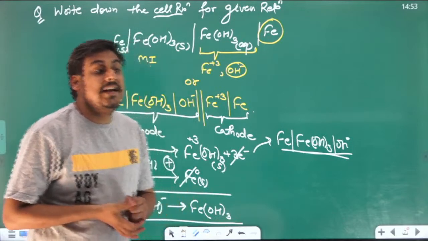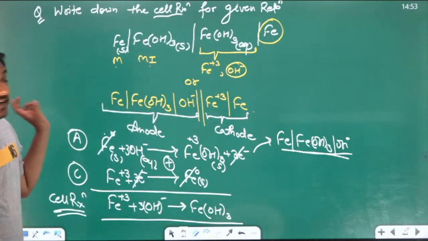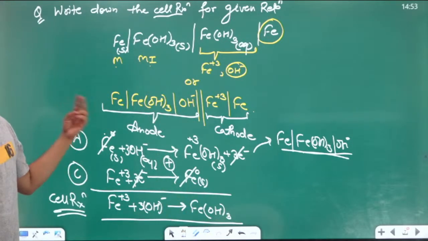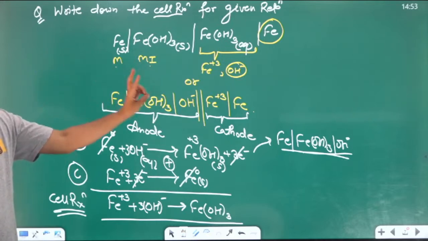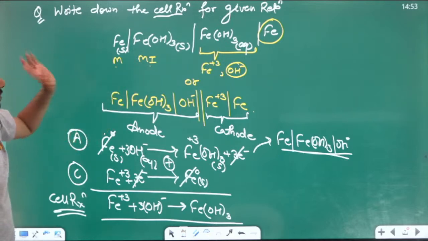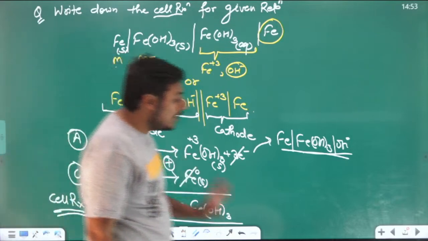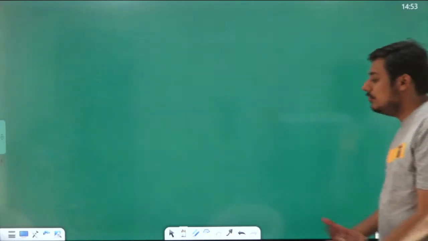So by looking at the reaction, you can now find the cell representation. By looking at the representation, you can find the cell reaction also. This is one of the key important areas of electrochemistry. To understand the questions which will be given to you in your competitive examination, you need this type of knowledge. This is very, very important. Sometimes a direct question also comes from here.